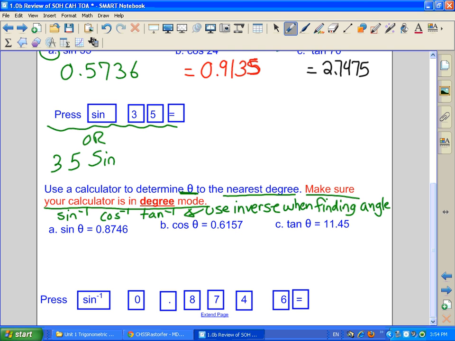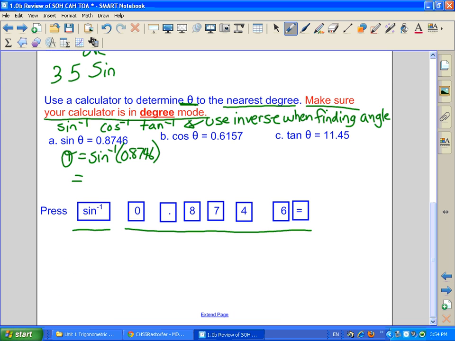Let's practice it. So again, we're given the sine of theta equals 0.8746. In order to get theta by itself, you're going to say, hey, Mrs. R, I need the sine inverse of this value. So you go second sine, which gives you your sine inverse, then press your value in and equals. Okay, and hopefully when you plug that in, you'll say theta to the nearest degree is going to be 61 degrees. Try part B.